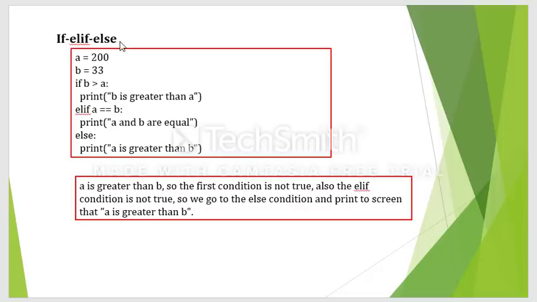Next, if elif else. Similarly, if both the conditions are not satisfied, then obviously we have to write the else part. So a greater than b... B greater than a is not true, a is equal to b is also not true, then obviously what it will print is the else part. So else is a greater than b.